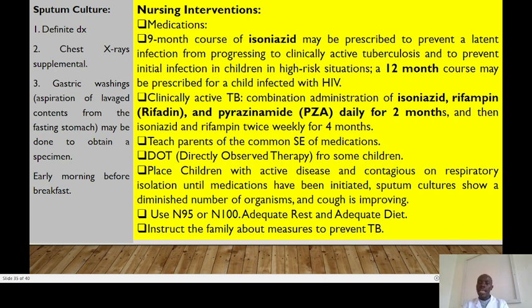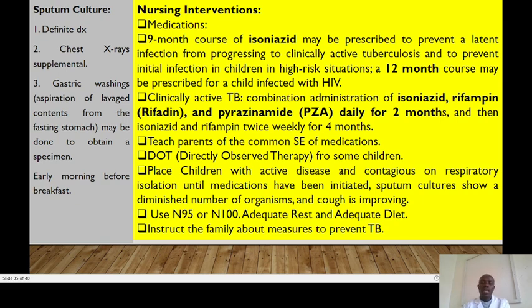For medication, you could give a 9-month course of isoniazid just to prevent latent infection from progressing to clinically active tuberculosis. And to prevent initial infection in high-risk children, we could have a 12-month course prescribed, maybe for a child who has been infected with HIV. For clinically active TB, we normally give a combination of drugs: isoniazid, rifampicin, and pyrazinamide, okay, daily for 2 months, and then isoniazid and rifampicin twice weekly for 4 months.